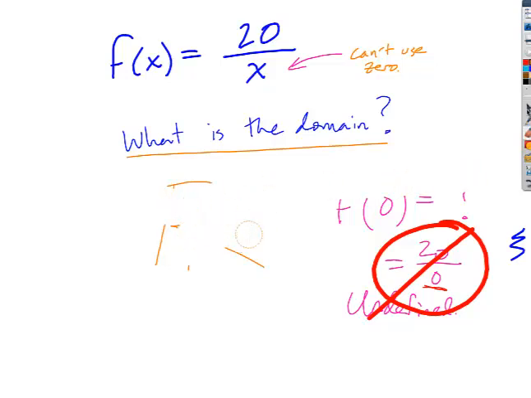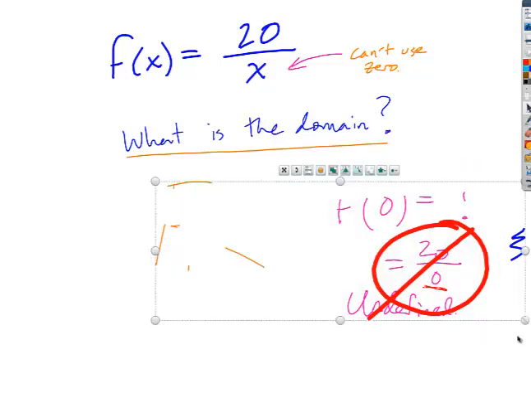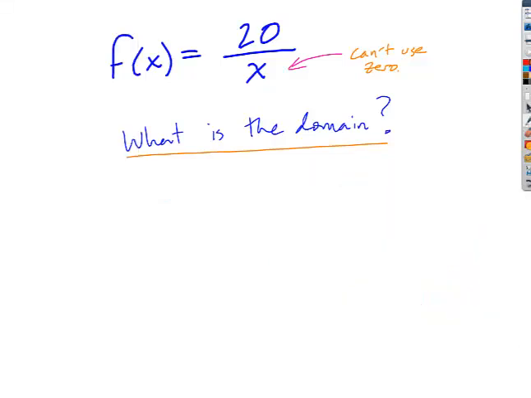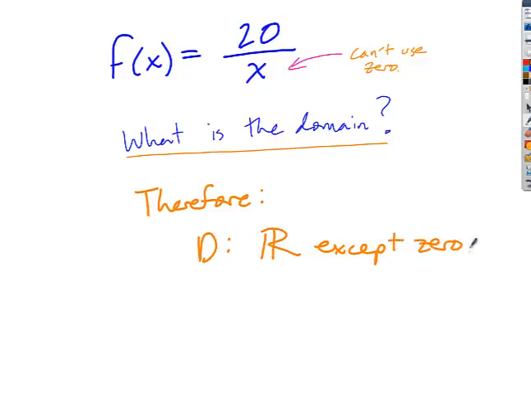Okay, therefore, the domain is all real numbers except 0. So this is the basic idea. Start with the assumption that all real numbers are in the domain, and then think, is there something that we would have to exclude? Is there an exception? In this case, 0 is an exception.